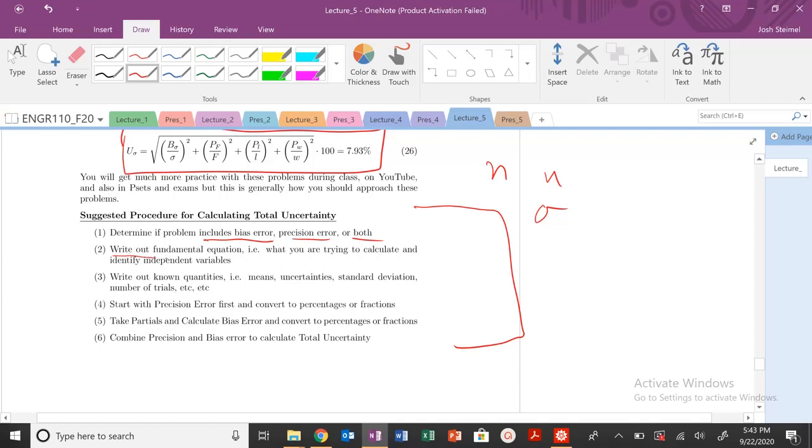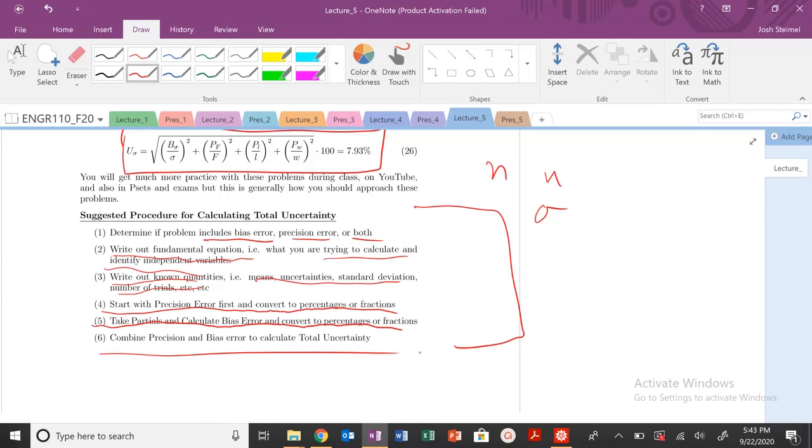Figure out your fundamental equation, what you're trying to calculate, and then the number of independent variables. Write out your known quantities, just like we said: means, uncertainty, standard deviations. Start with precision error first, if there is some, and convert it to percentages or fractions. If not, just skip to step 5, take partials, calculate bias error, convert to percentage or fraction, combine, and you'll get total uncertainty. With this protocol, hopefully you'll never run into any issues. We went through that pretty quickly, but that's the protocol that you want to follow.